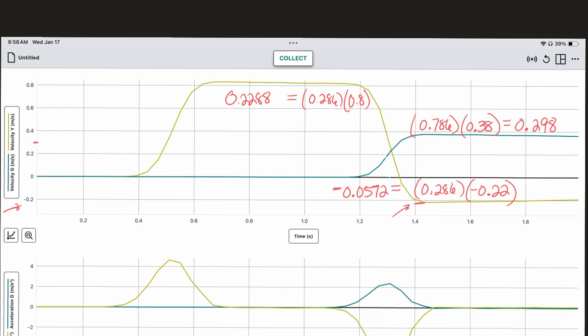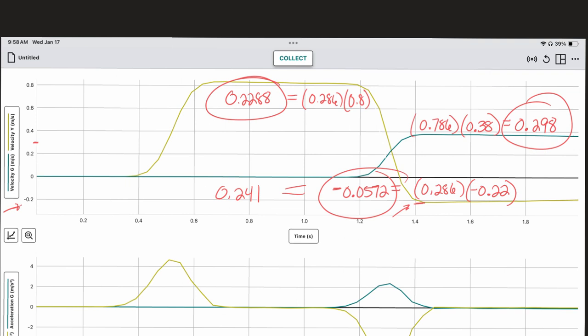All right. So I think we do a quick comparison, can't we? 0.298 minus 0.0572. So when I add this and this together, I get 0.241. And we're comparing that with 0.2288. So this looks like there's more momentum afterwards.